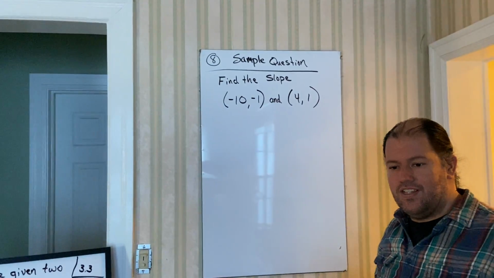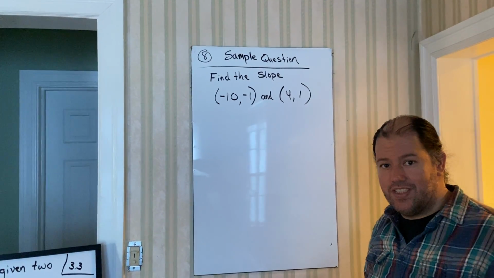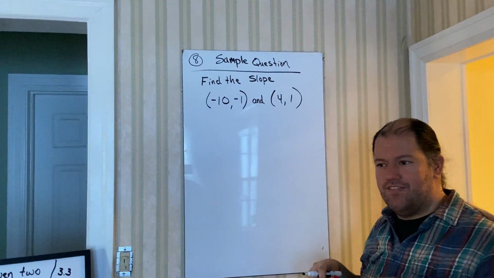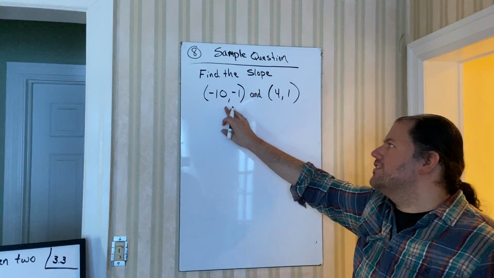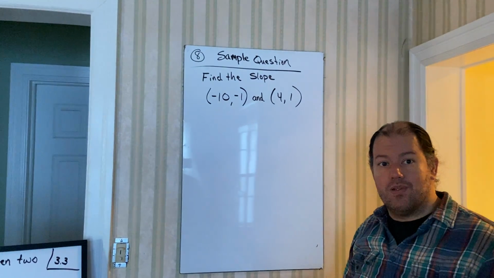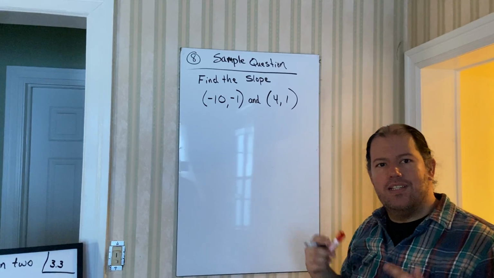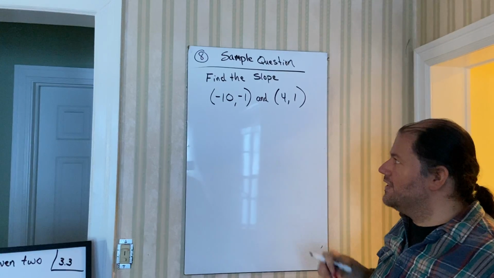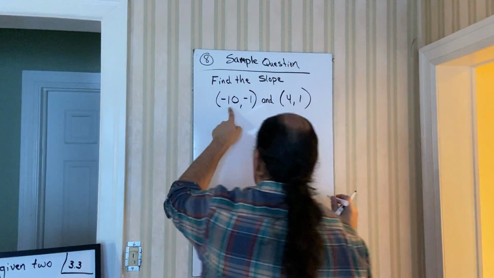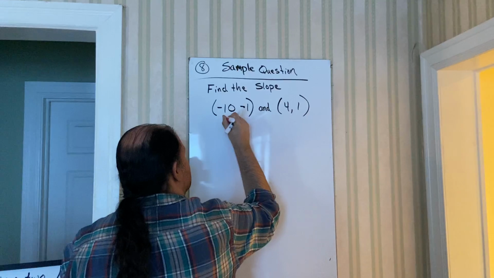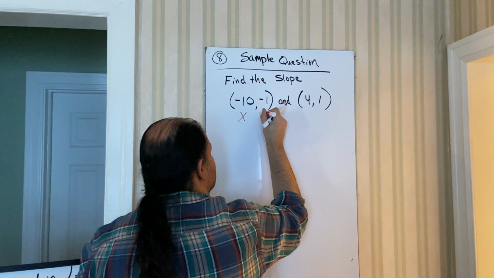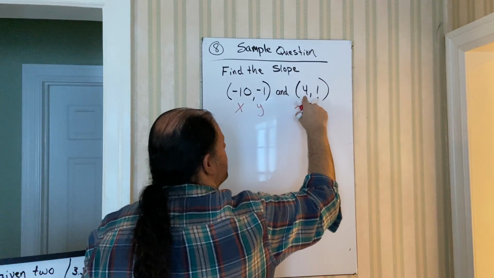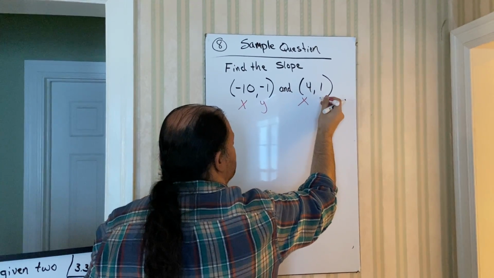So here's our first sample question that comes from section 3.3. It's number 8. You can see it says find the slope. So remember, to find the slope, given two ordered pairs, we're going to have to first make sure you know which values are your x values and which ones your y values. So let's label that. You know that each ordered pair has an x and a y. Okay, so make sure you know that the -10 has to be an x, the -1 has to be a y. Over here, 4 is an x, and this 1 is a y.